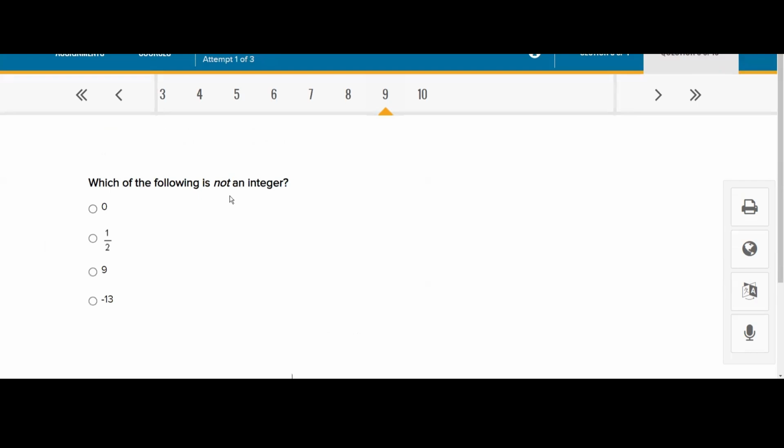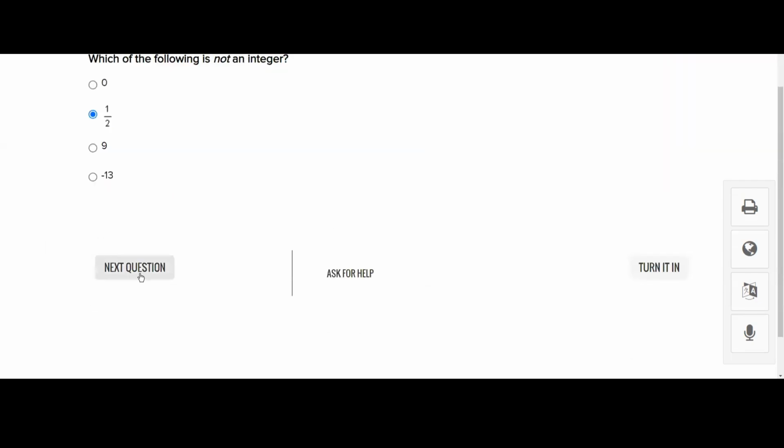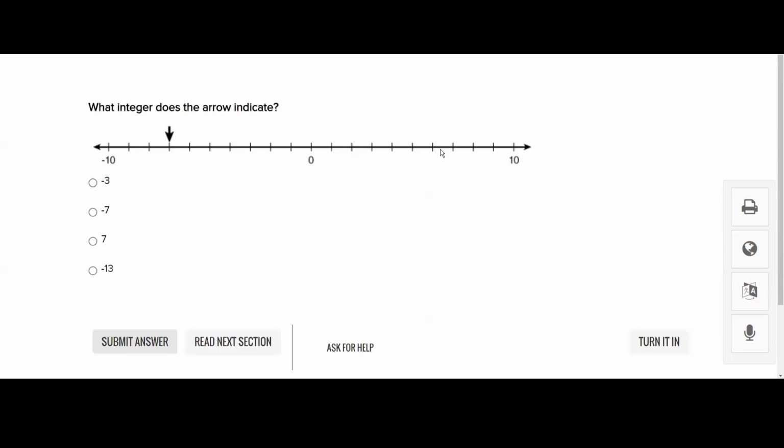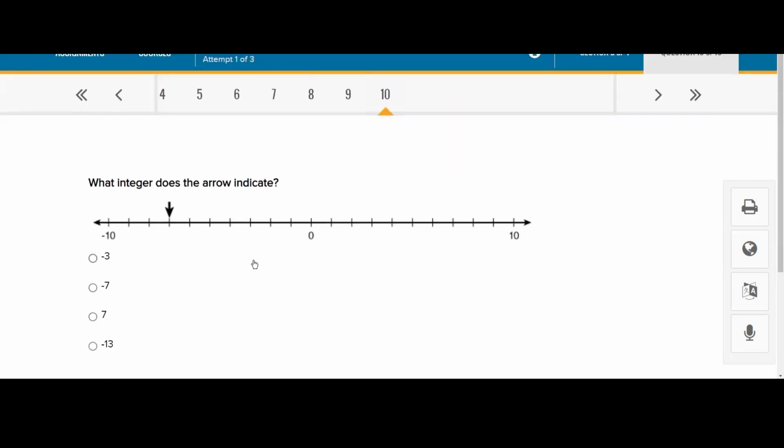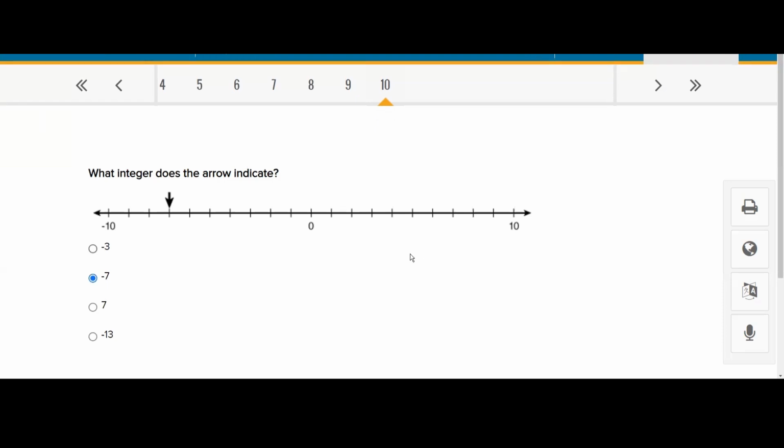Which of the following is not an integer? A fraction. Then, what integer does the arrow indicate? To the left of 0, how many steps? 1, 2, 3, 4, 5, 6, 7. That's -7. Is that clear?